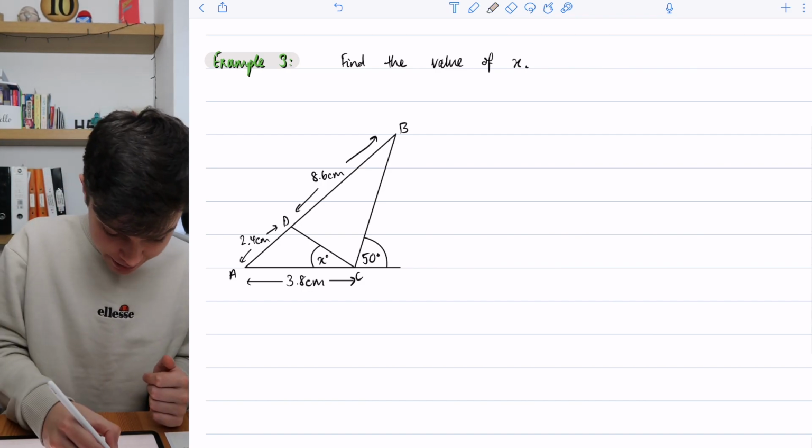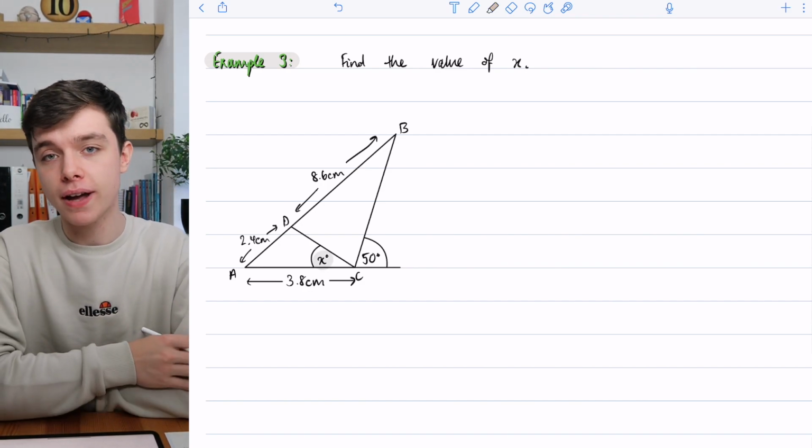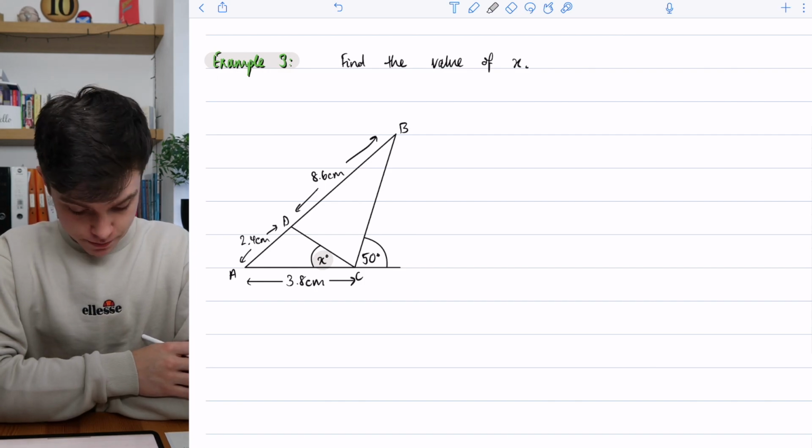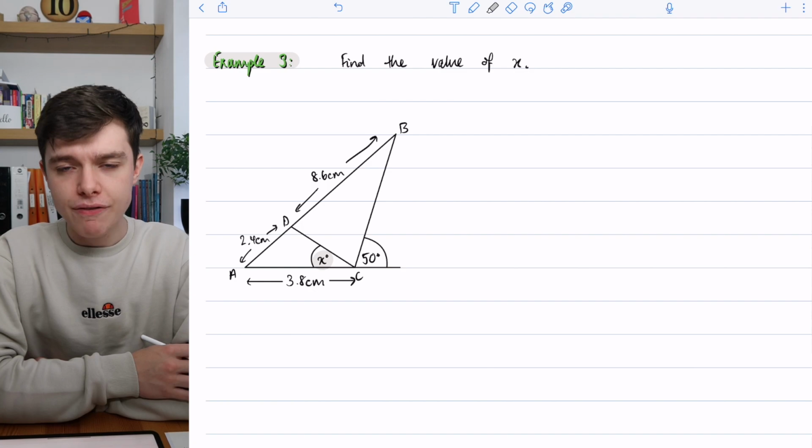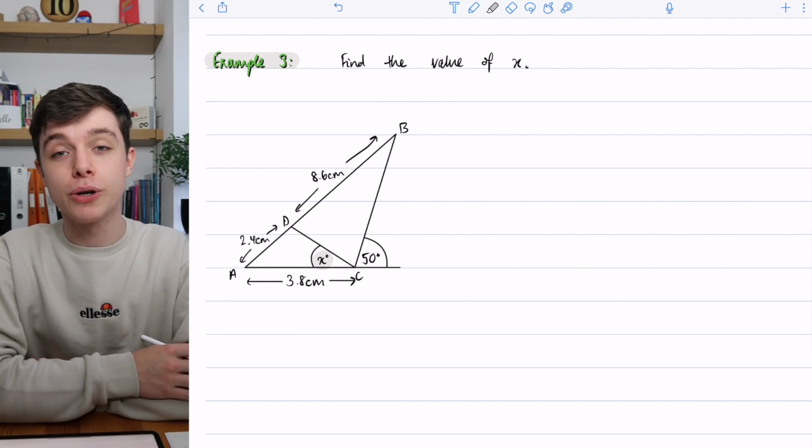I can see that x is right there, so we're going to need to work out the angle. Okay, so pause and have a go if you want to. Think about the information that you've got, have a go, then press play and I'll work through the answer.